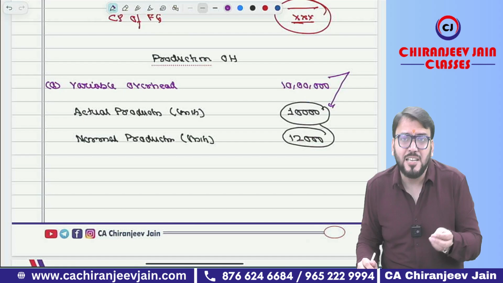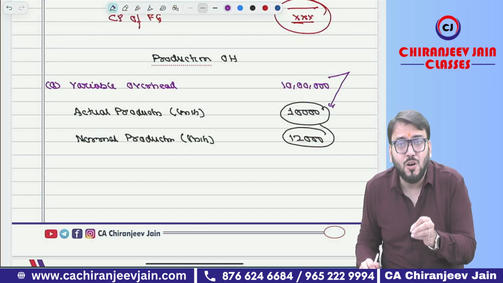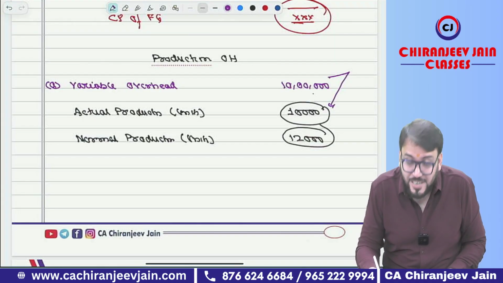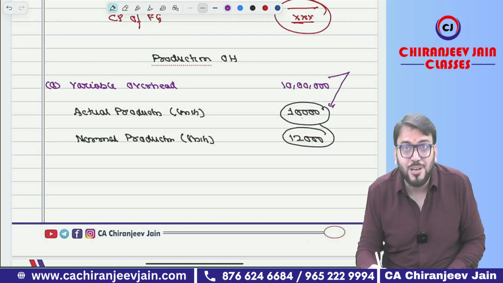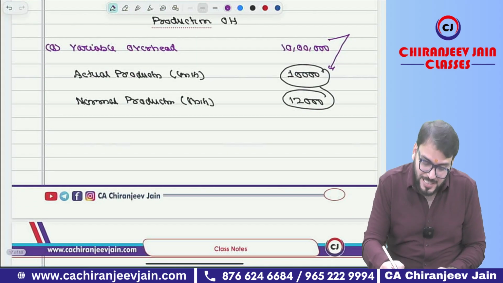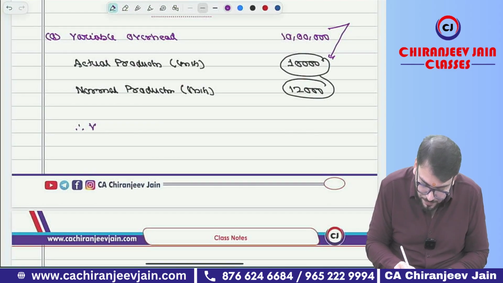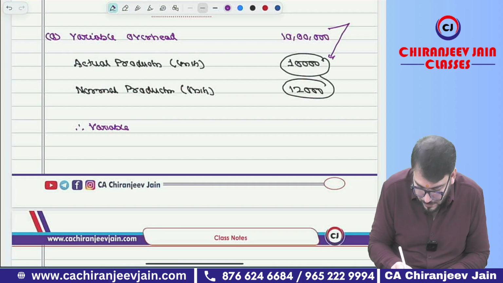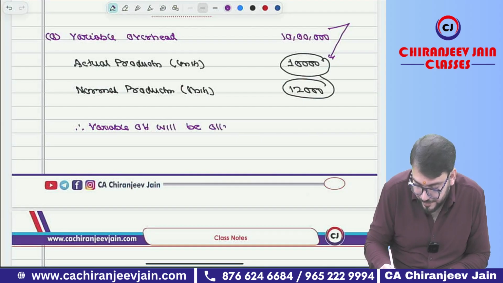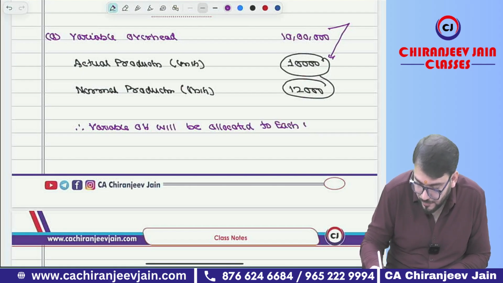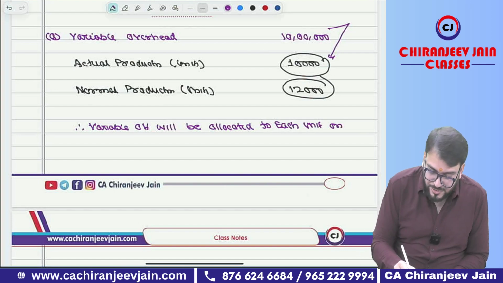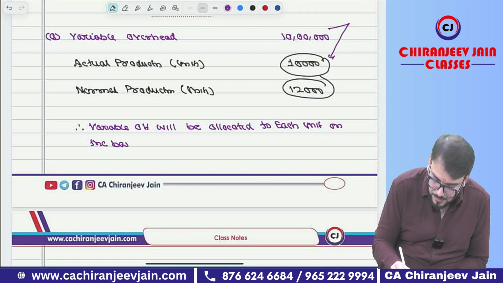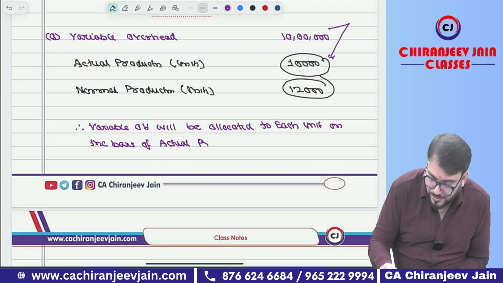Therefore, no doubt, variable overhead will be allocated to each unit on the basis of actual production, because variable overhead varies according to actual production.